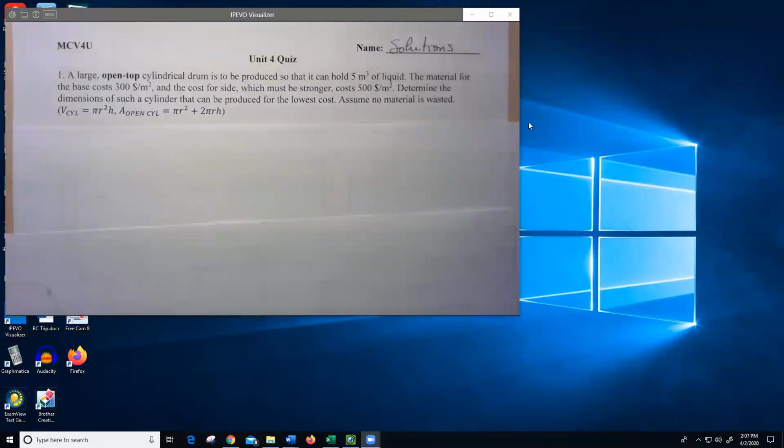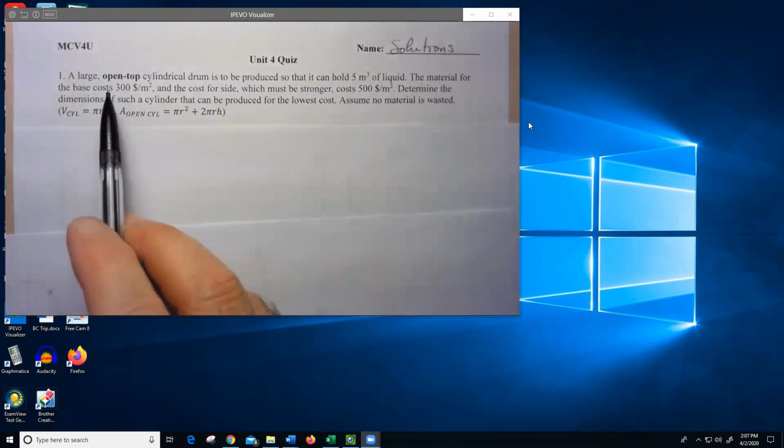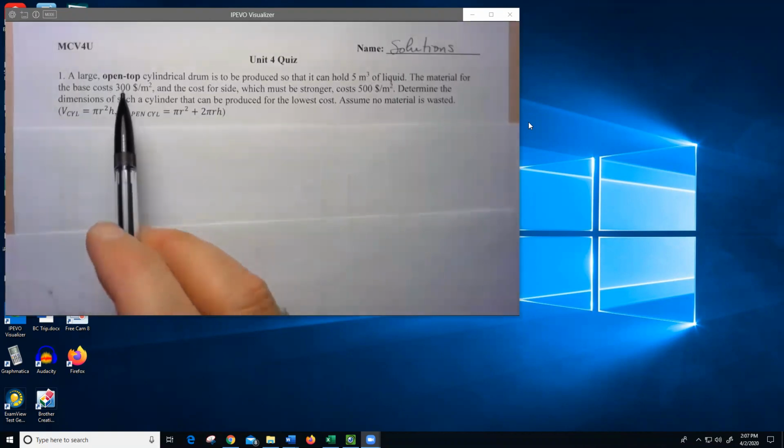All right, so let's take a look at this first question. Open top cylindrical drum. So again, little silly things like making sure you're careful about the fact that it's open top and not including the top portion.